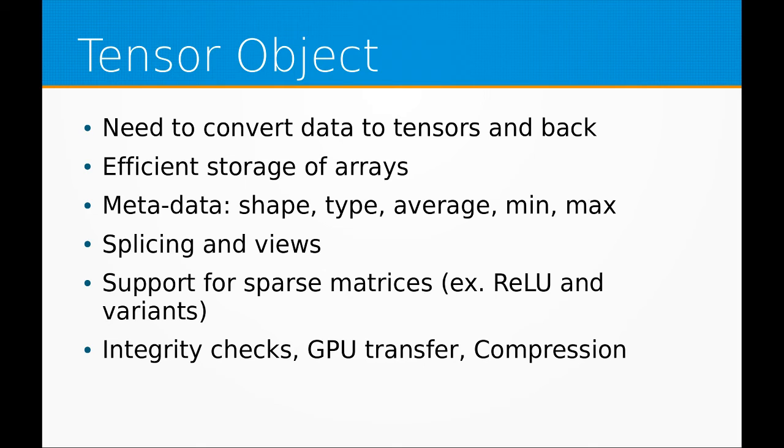And then you need to have something like integrity checks, GPU transfers, and compression. Integrity checks are basically needed if you're deploying this on a commodity cluster wherein there are multiple systems running the neural net, and you need to transfer the tensors from one node to another. It's possible that the data can get corrupted during communication. So you need to make sure that what I sent and what I received are the same. People do it using things like MD5 hash sums. So depending upon what you're building this for, you might need to have support for integrity checks.